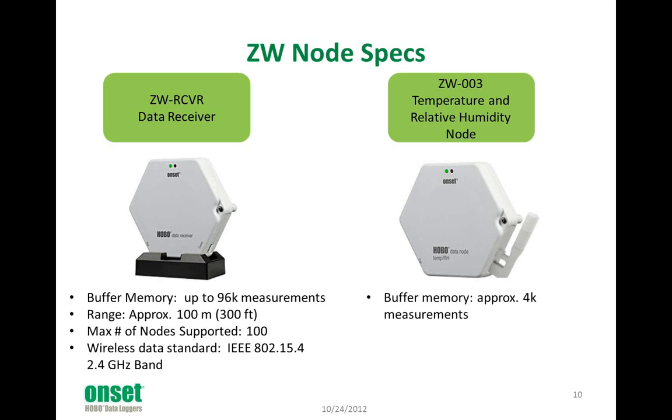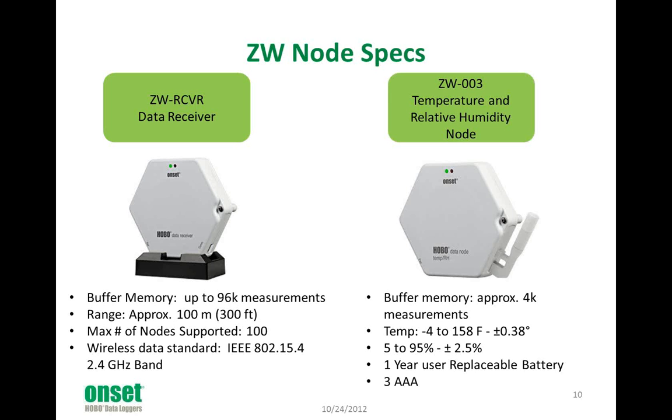Moving into the actual temperature and relative humidity part, you're looking at a node that has a buffer memory of around 4,000 measurements that it can store on board, a temperature range of -4 to 158 degrees Fahrenheit with an accuracy of plus or minus 0.38 degrees, an RH range of 5 to 95% with an accuracy of plus or minus 2.5%. The batteries will last you around 1 year, and they are replaceable as they are just regular standard off-the-shelf 3 AAA batteries.